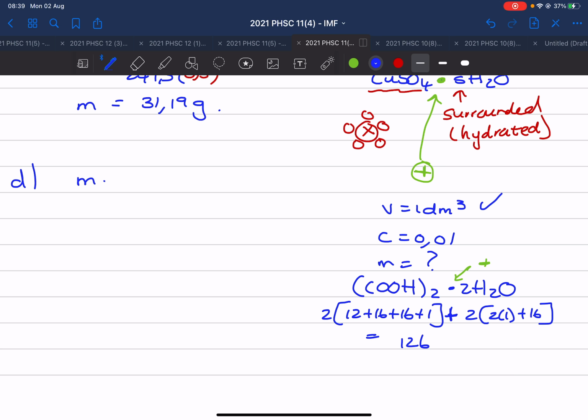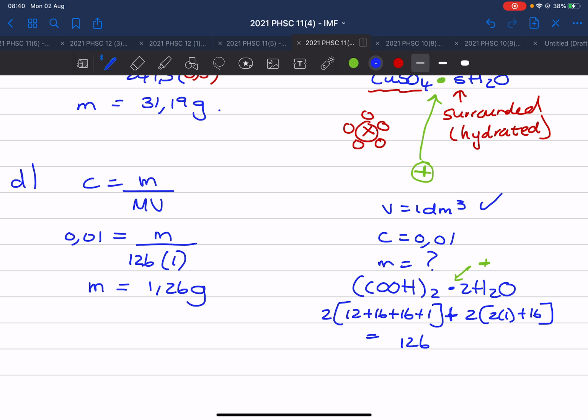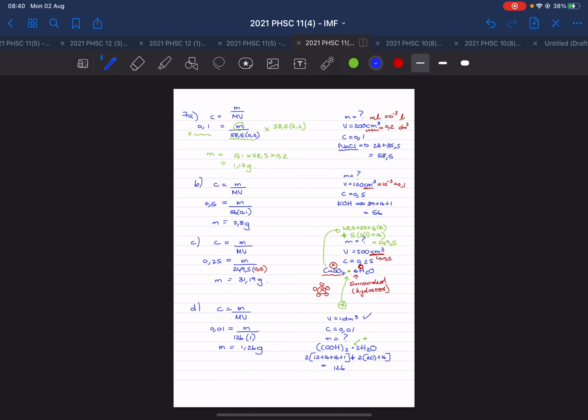Okay, so mass will be, not mass, concentration is mass over molar mass times volume. The concentration is 0.01. We want to get the mass. The molar mass is 126 and the volume is 1. And if you calculate the mass there, you get 1.26 grams. All right, then we go to the last one there.